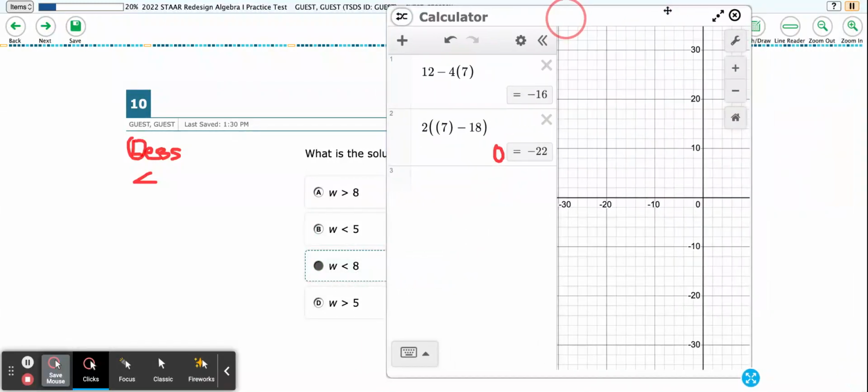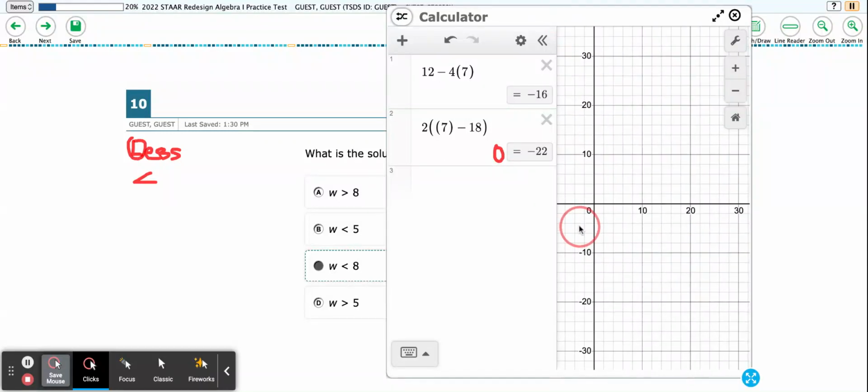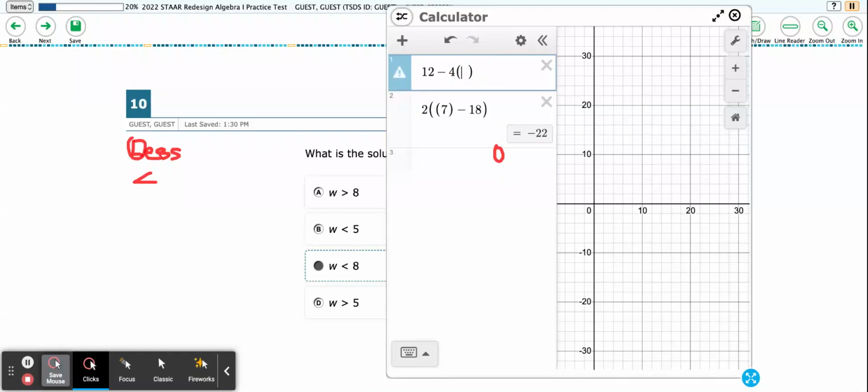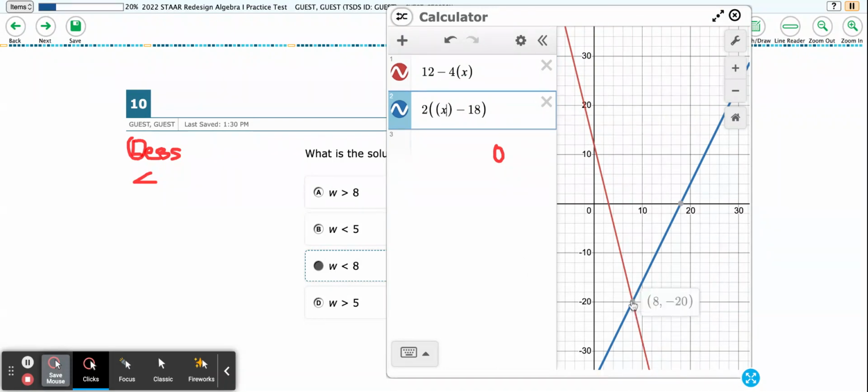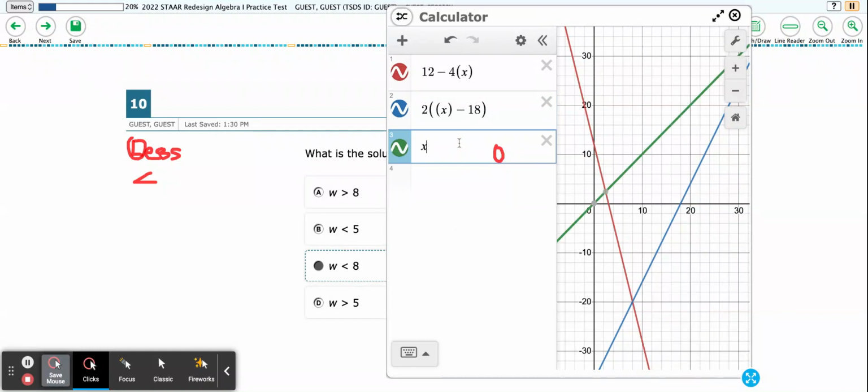Another way to do this is to let me move my graph back over here where we can see my answers. So I'm going to put my x back in. So now I've got my two lines back, and there's my coordinate, 8, negative 20. Well, I've got two 8s and a 5. So I can actually go in here and put in x equals 8 and look at that vertical line. Well, that vertical line passes directly through the intersection of the two graphed lines. Well, that's great because that means that's something to do with the solution set.